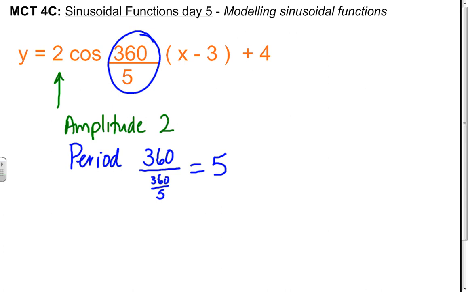Then we have 2 translations. This will be to the right 3 and up 4.